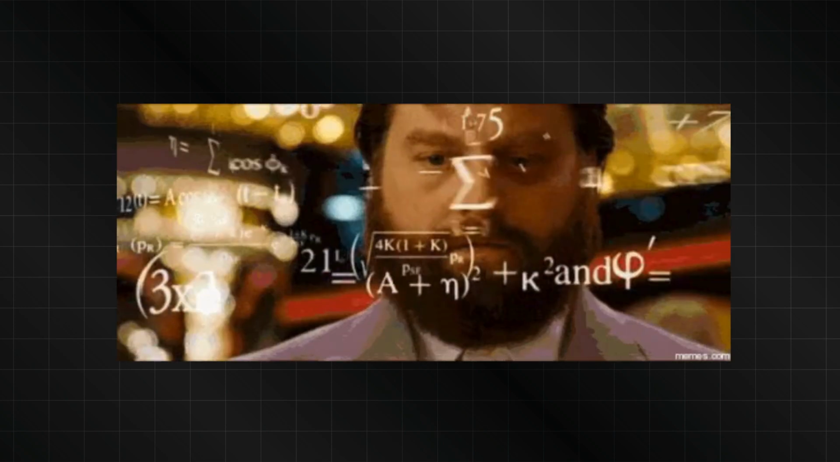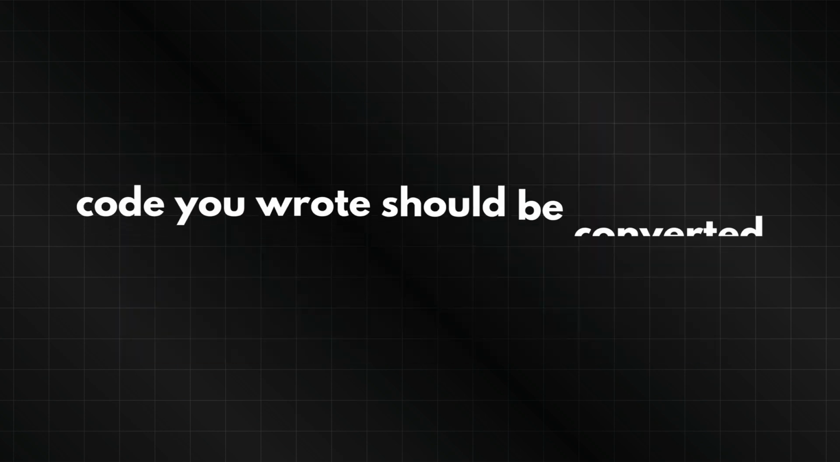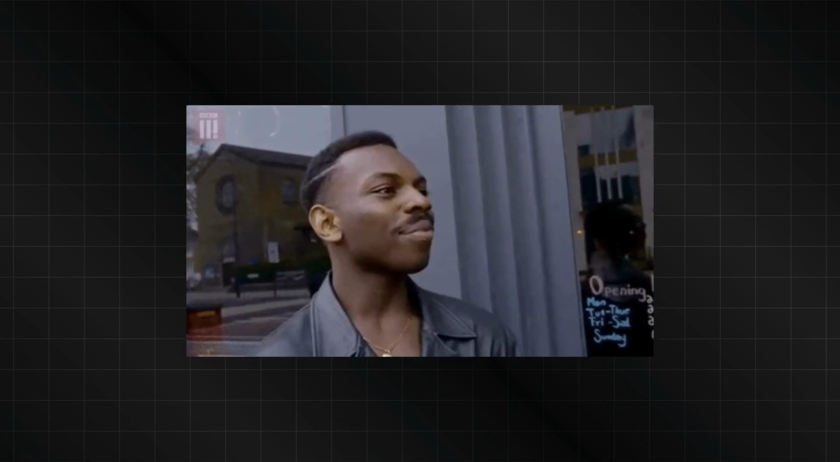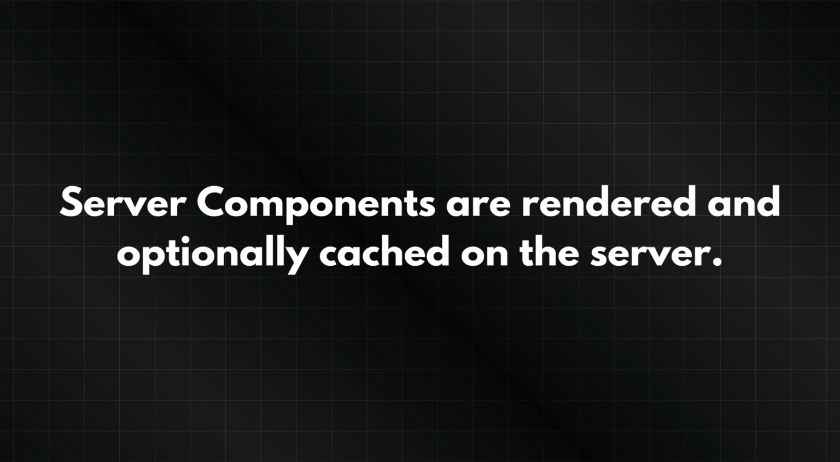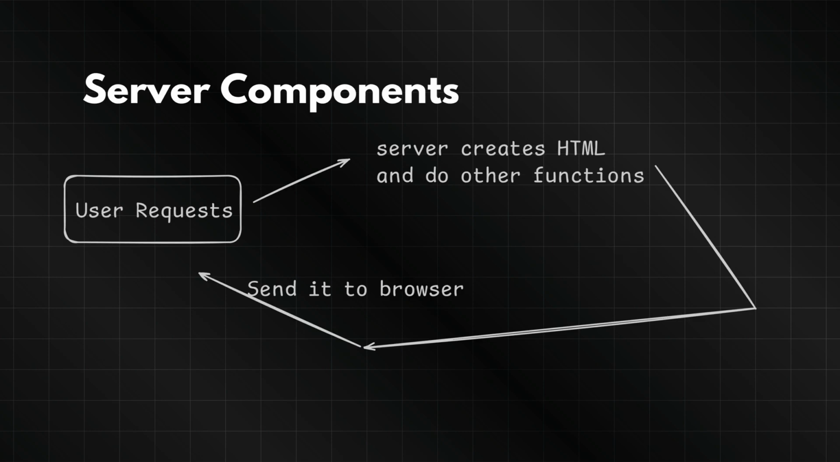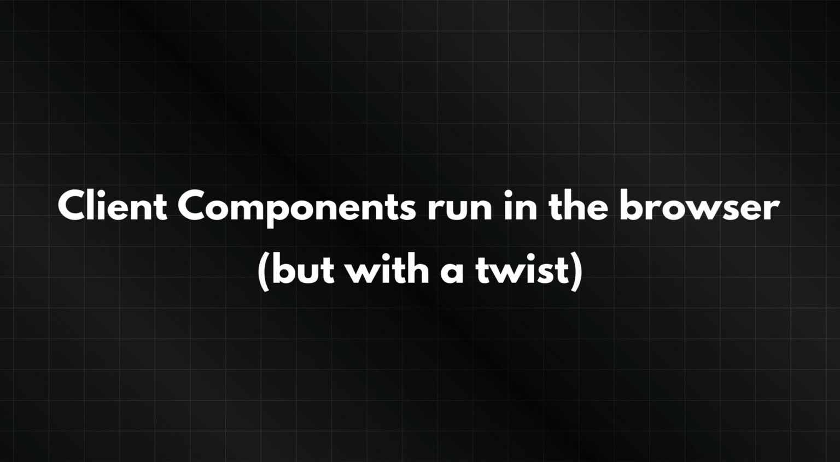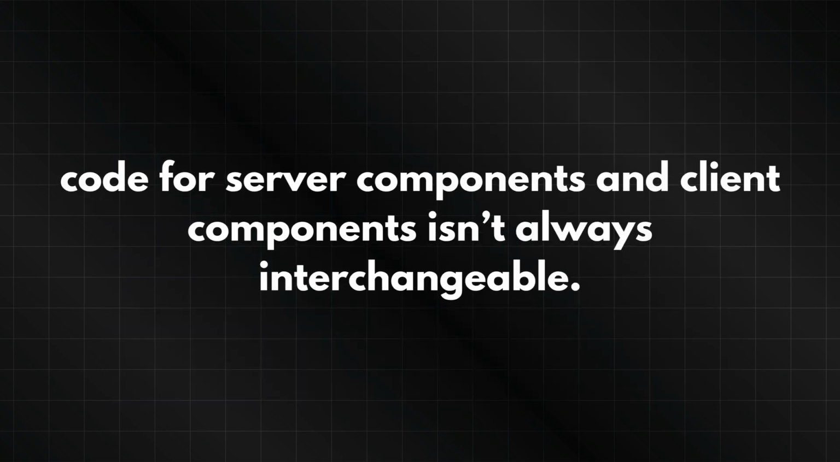By now, you might be wondering about server components and client components. So what's the difference? The code you write should be converted into user interface. In Next.js, you can choose where to render your components, on the client side or on the server side. Server components are designed to be rendered and optionally cached on the server. They generate the UI on the server side, meaning that they can handle data fetching and other server-side logic before sending the actual final HTML to the client. On the other hand, client components run in the browser. They can use client-side features like the window object or onClick events, which are not available on the server. This means the code for server components and client components isn't always interchangeable.